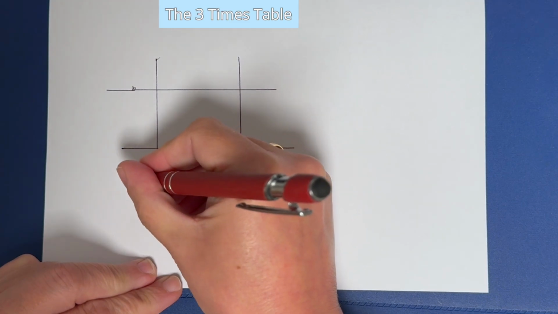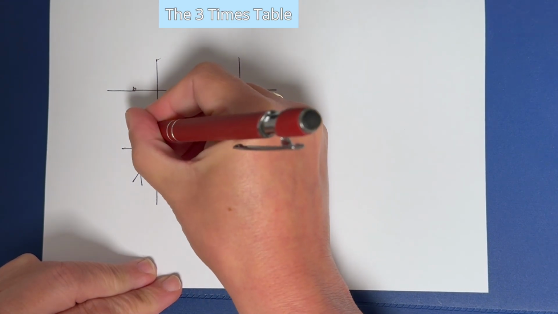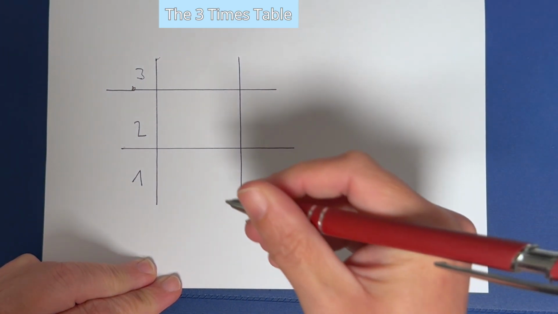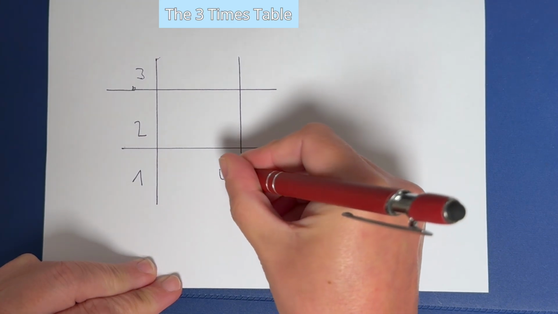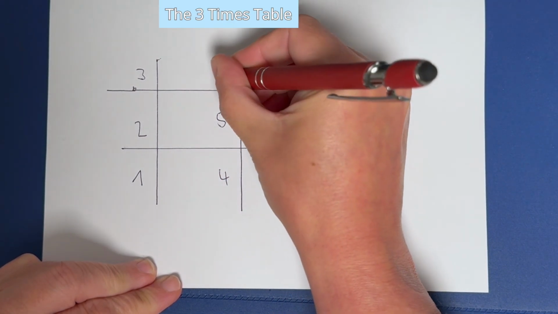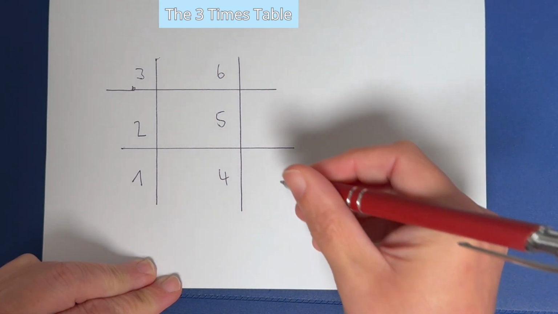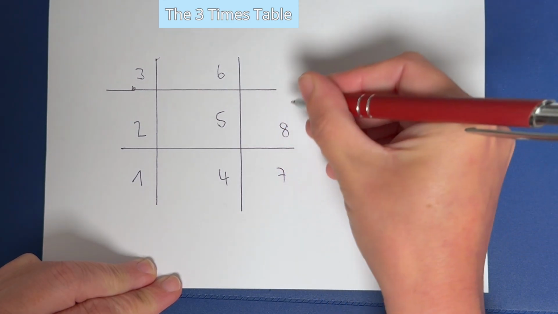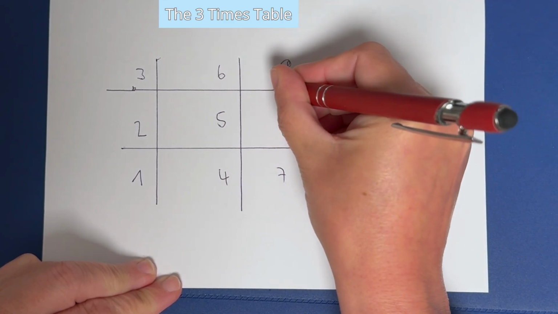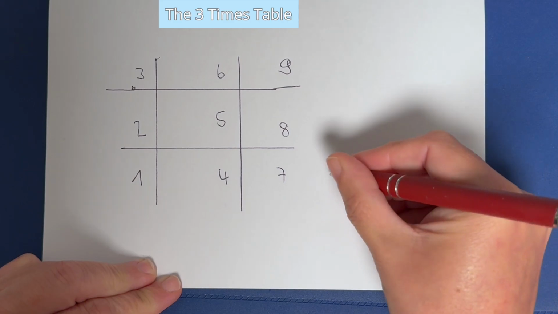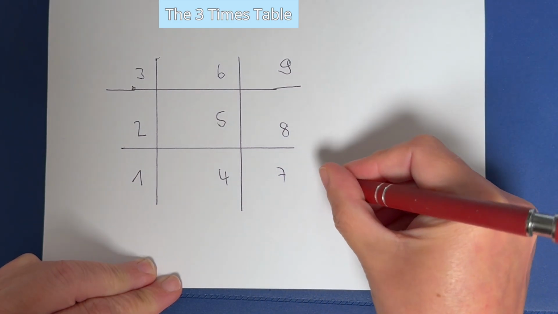First we write the ones. 1, 2, 3, 4, 5, 6, 7, 8, 9. And write at the end 0.